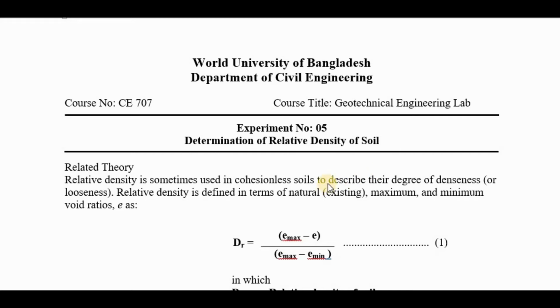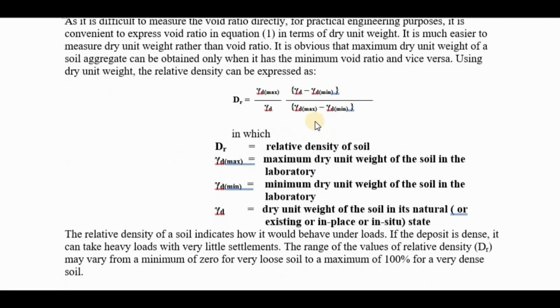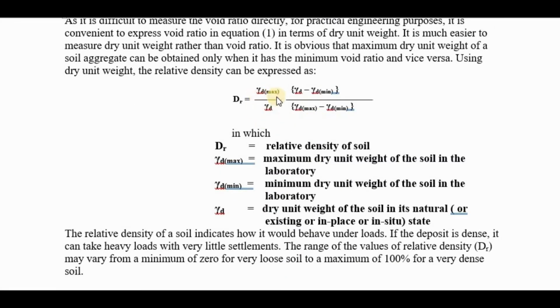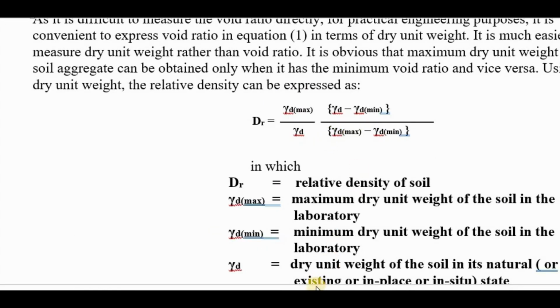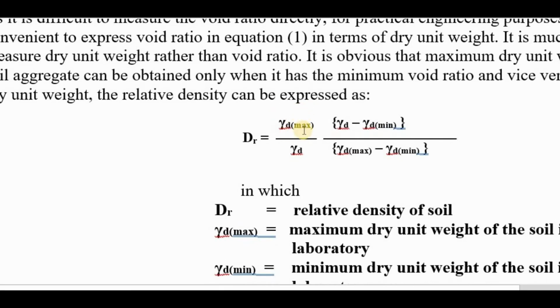Now we are going to describe the calculation for the determination of relative density of soil. In theory, they propose that the void ratio is used to find the relative density, but in the lab it is difficult to find the void ratio. In that case, we are using unit weight. In unit weight, we are taking two types: one is gamma d maximum, that means the maximum unit weight, and gamma d minimum, that means minimum unit weight.